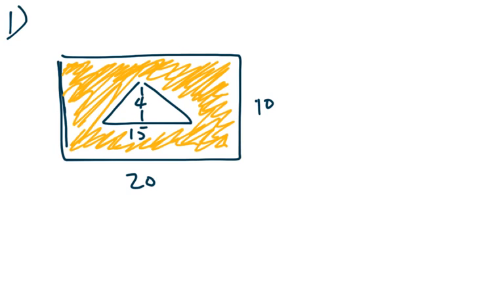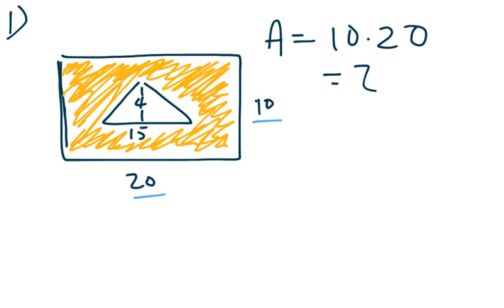Chapter 12 Review Number 1. Find the area of the shaded region of the figure below. So the shaded region is a rectangle with a triangle cut out of it. So what we want to do first is find the area of the rectangle, and we find that by multiplying length times width. So we're going to multiply 10 times 20, and that is 200.